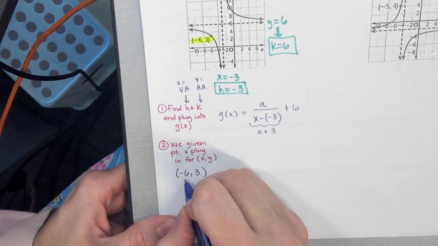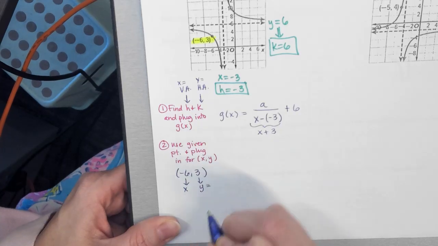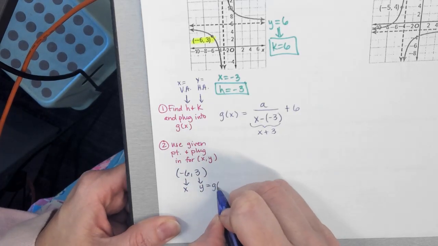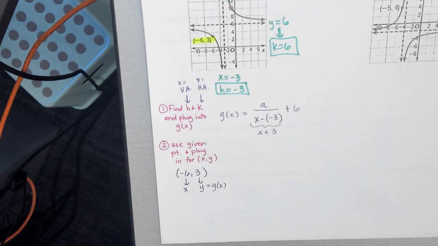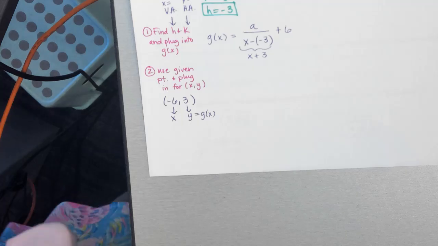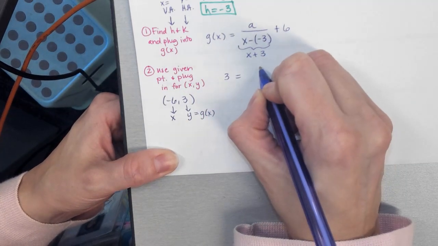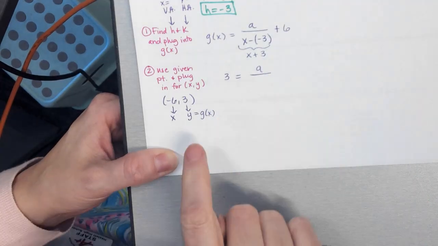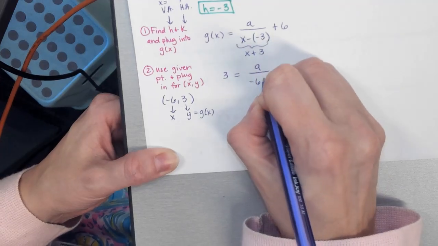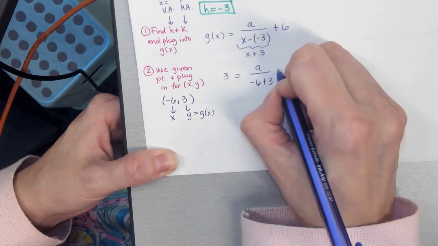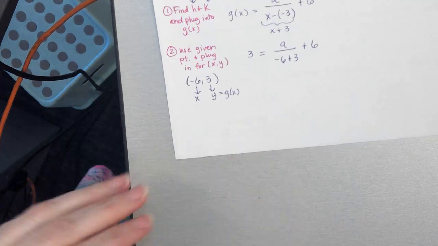Okay, so we're plugging this in for x. Now, technically, there's no y. Y is the same thing as what? G of x. It's just your output, right? So x is your input, g of x is your output. Okay, so if we substitute 3 in for the output, we have 3 equals a over, and then instead of x plus 3, we're going to write -6 plus 3, and then this is plus 6.